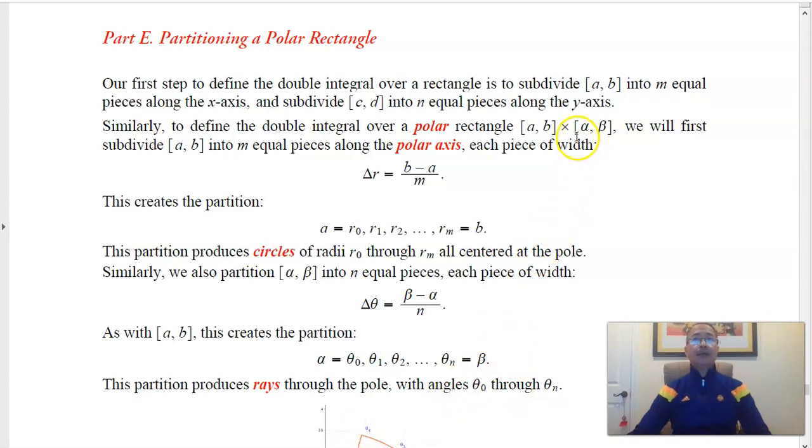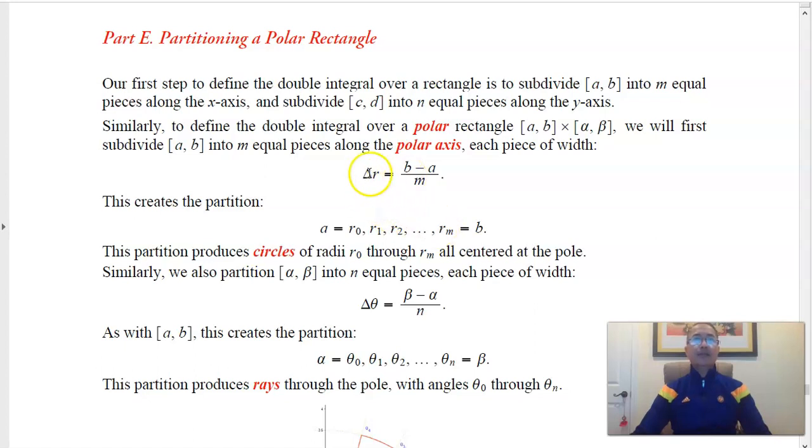So we have a polar rectangle where r goes from a to b and theta goes from alpha to beta. Same first step. We're going to partition a to b into m equal pieces, but it's along the polar axis. And you might think, well, isn't the polar axis the same as the positive x-axis? Yes, but now when we actually partition AB, they're not x-coordinates only. They are r-coordinates. Okay, so one thing at a time.